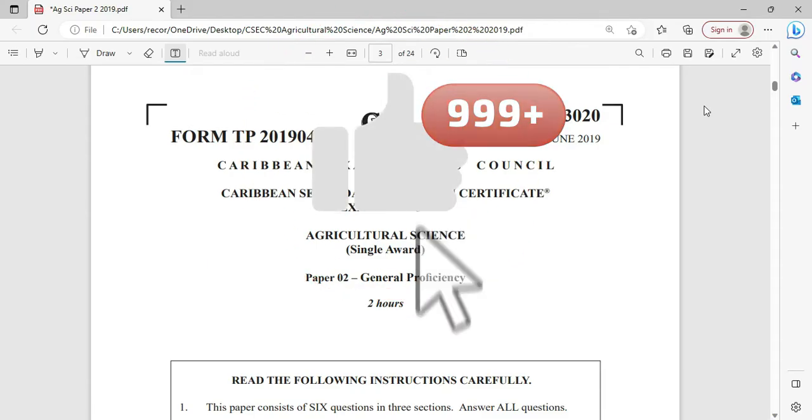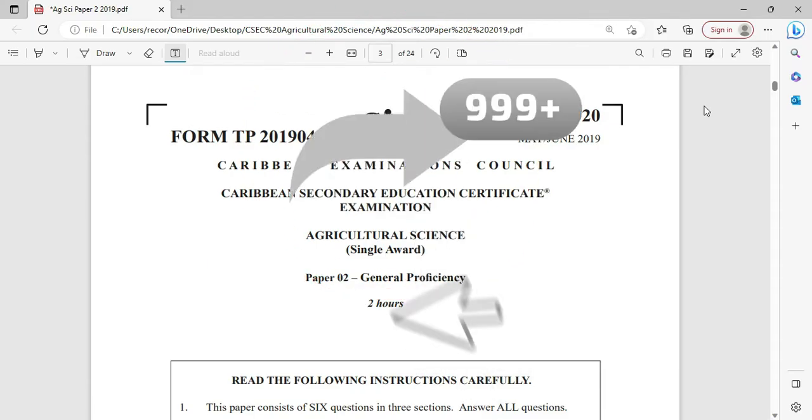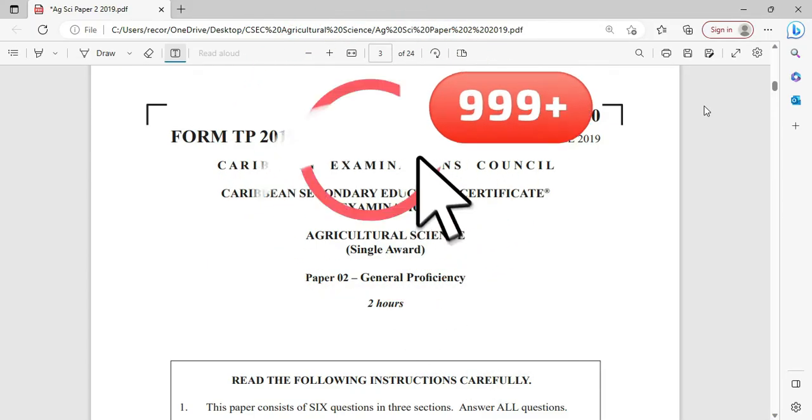Today we're looking at the May-June 2019 Agricultural Science Single Award paper.